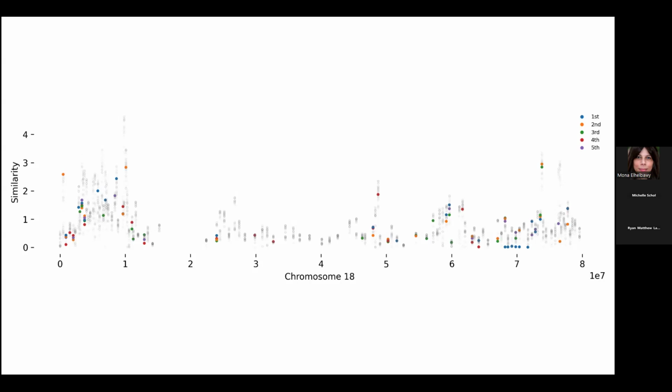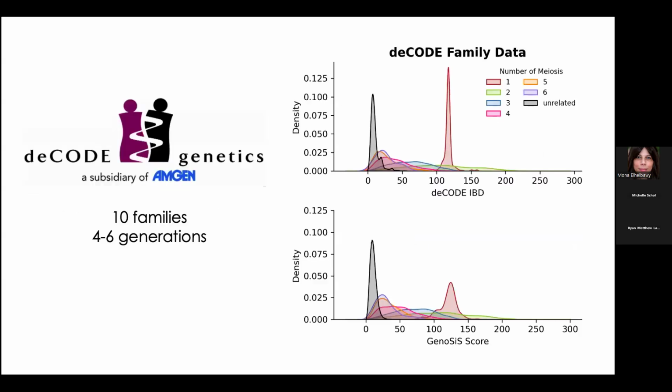Okay. All right. So how well does it work? Well, first let's look at how well calibrated the GeneSys score is. So I showed you before, deCODE is sort of the world leader in family genetics, closely related individuals. They sequenced so many of them, and their method for IBD is one of the best. Well, you can see how our GeneSys score closely captures the relationships that were found also by deCODE's IBD. So I think this is good evidence that our score is well calibrated.